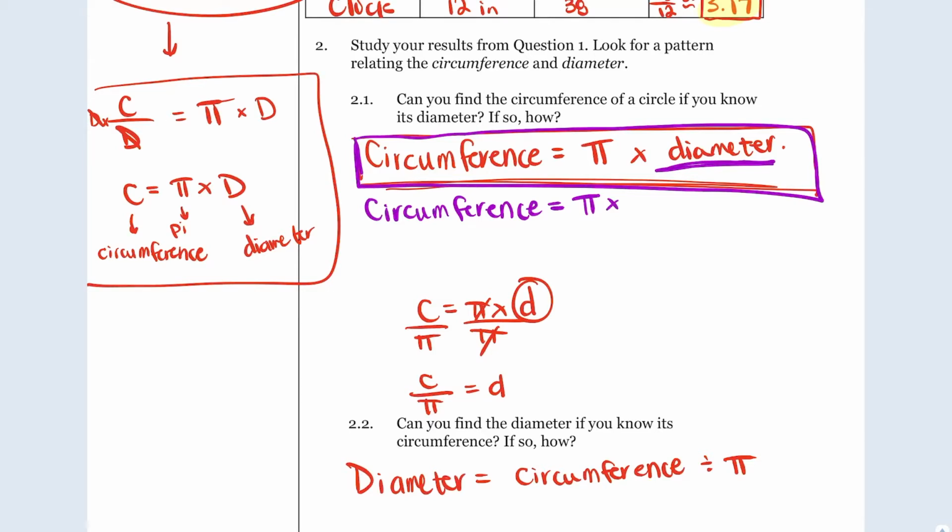So hopefully you got something like this. Pi times 2 times your radius. And this section right here, this 2 times your radius, is the same thing as your diameter. So we have two ways of finding circumference, if given a diameter or if given a radius.